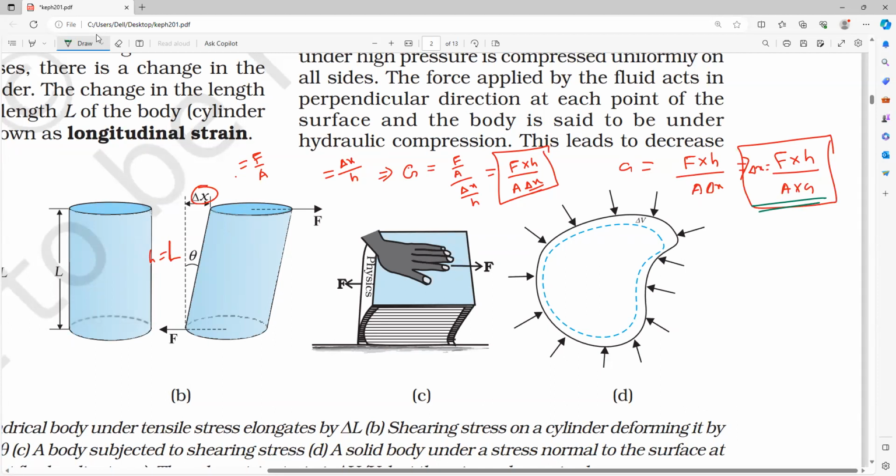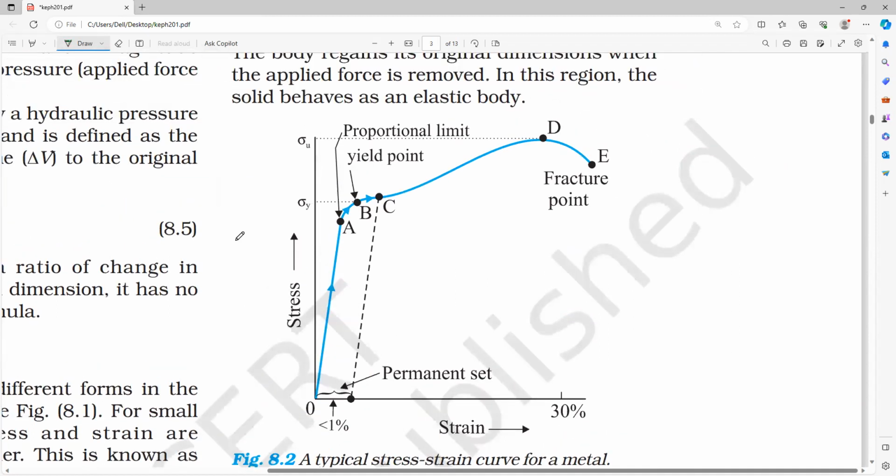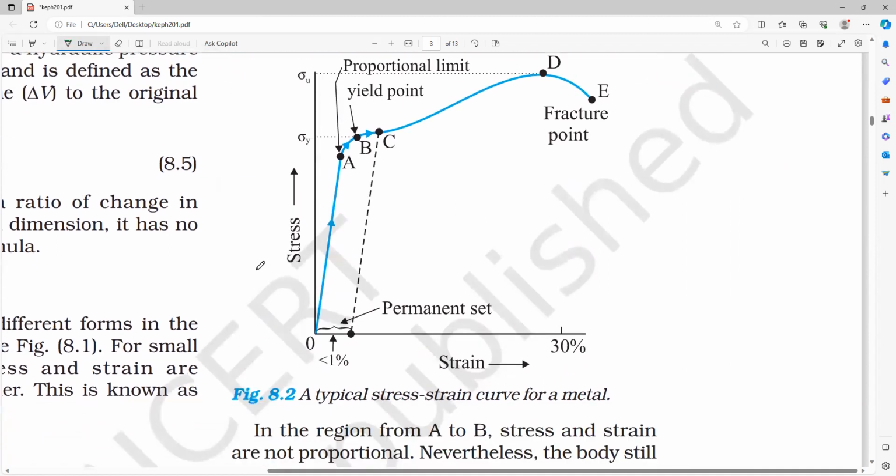The next concept we are going to study is the most important one. Based upon this concept, one year they asked a question in JEE Advanced. This is a typical stress strain curve for a metal, for general substances I am saying. There is no fixed graph for stress and strain, but this is an expected, generalized graph. This is very important for JEE Mains as well as Advanced.